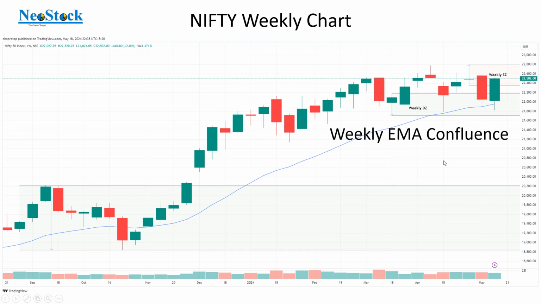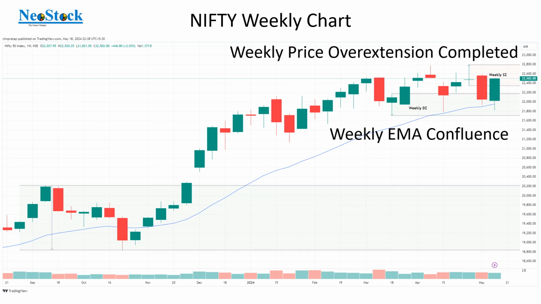And the weekly overextension has just completed. So here prices came to the zone and overextension is completed, and again from there prices are moving up into the weekly supply zone. If the weekly supply zone is able to hold the prices, again it will push the prices down. Otherwise, if this weekly supply zone is not able to withstand the strong demand, the weekly zone will be violated and we may get a new all-time high. We have two possibilities.